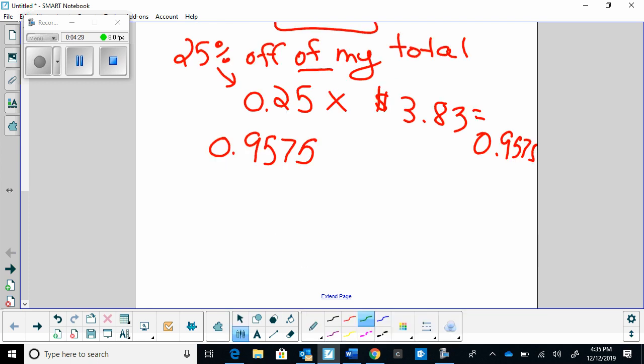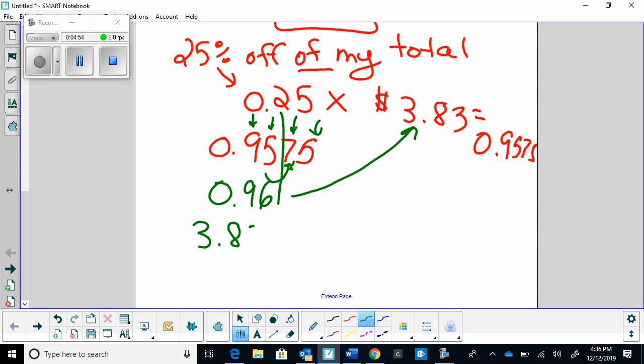But again, we need to round to the nearest hundredth because it's money. So I look to the buddy beside the hundredth spot. This is tenths, this is hundredths, thousandths, ten-thousandths. So I need to cut it off after the hundredth spot. But I look at its buddy, is it 5 or higher? Yes. So it actually becomes 96 cents, and I get that off of my total purchase. So instead of paying $3.83, I get 96 cents off. So I'm going to be paying $2.87 for my total.